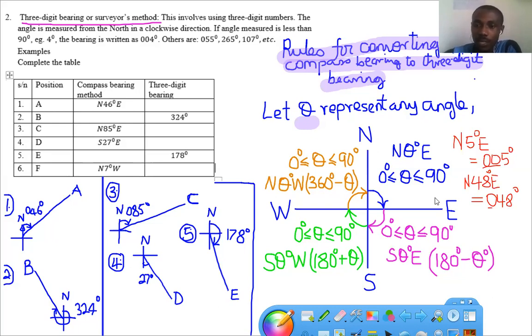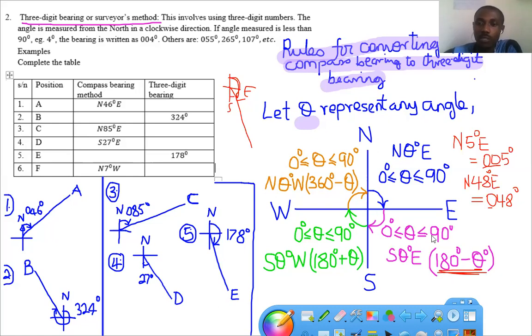Having said that, let's come to the next region, the east south pole. Now, if any point lies between this region, the east south pole, it is drawn this way, so it falls between the east and south poles. The rule there is this: whatever angle it is, and please mind you, the angle must be measured from the line joining that point to the south pole, subtract that angle from 180 to get a three-digit bearing.